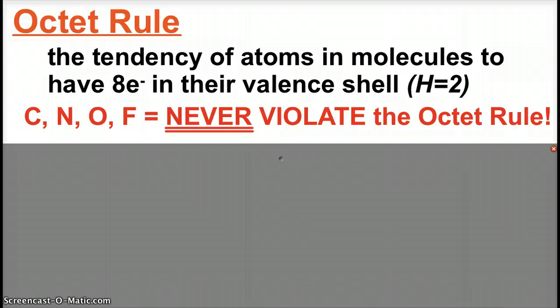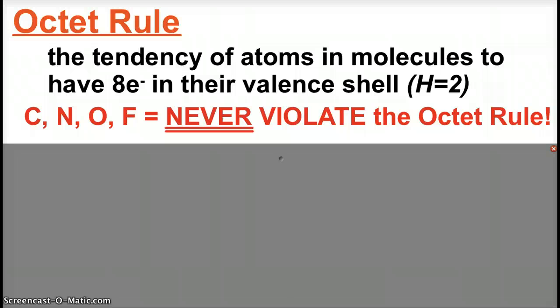Now, with that little diagram, I said that helium or hydrogen was happy with 2 electrons, so it could be like helium. Most other things in our molecules obey what we call the octet rule, and that's the tendency of atoms and molecules to have 8 electrons in their valence shell. Well, of course, this is chemistry, and there's always exceptions. But most often, we do obey the octet rule when we're building and drawing these molecules.